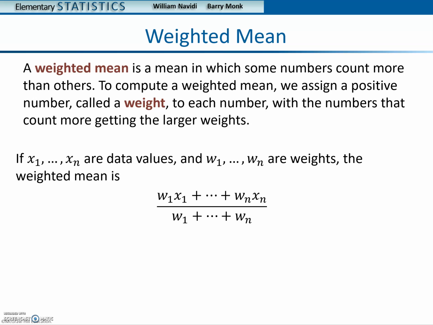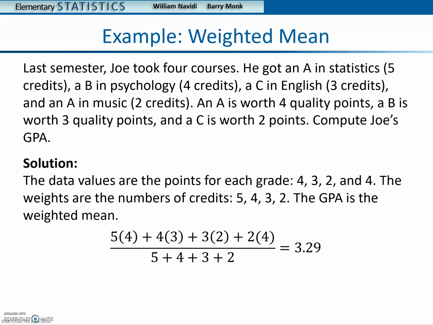Weighted mean. A weighted mean is a mean in which some of the numbers count more than others. To compute a weighted mean, we assign a positive number called a weight to each number, and the numbers that count more get the larger weights. So you're multiplying them all and dividing. Let's just look at an example so we can see how this takes effect.